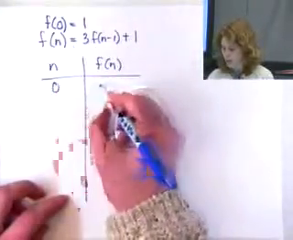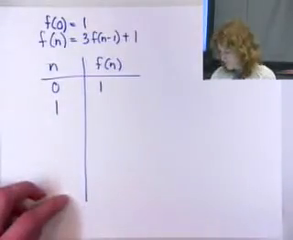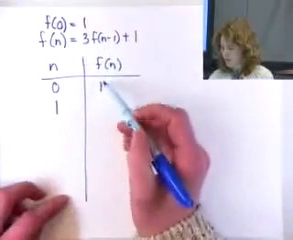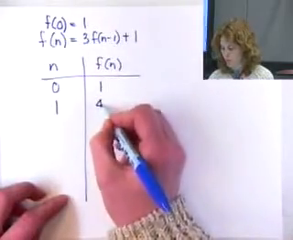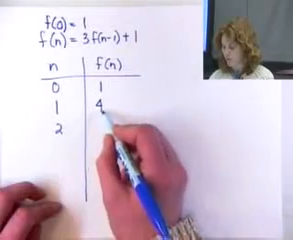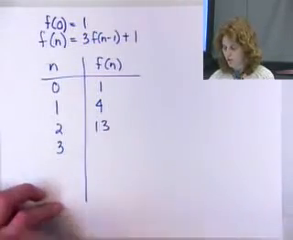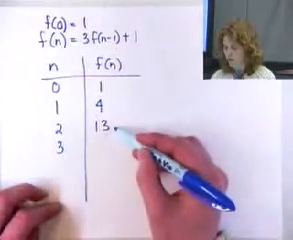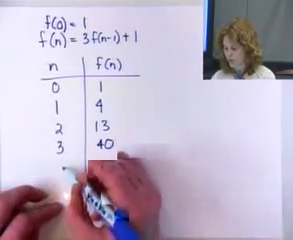When n is 0, f of n is 1. That's from my basis. When n is 1, I have 3 times this value plus 1. So that's 3 times 1 plus 1, which is 4. The next value is 3 times this value, which is 12, plus 1 is 13. So f of 3 is 3 times f of 2 plus 1, which is 39, plus 1, which is 40.